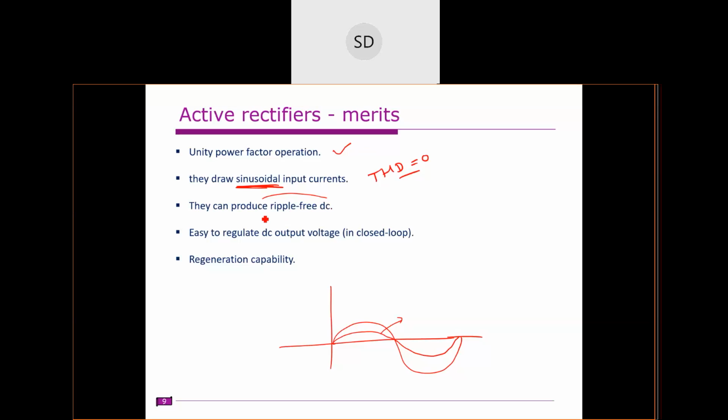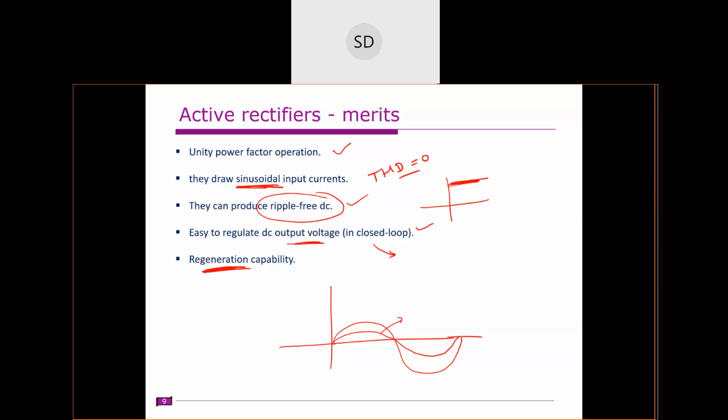They can produce ripple-free DC, a constant DC, and it is easy to regulate the output voltage. In closed loop applications, you don't need to wait for the active switch to turn on, so we can directly implement changes. They are fast and have greater regenerative capability compared to conventional converters.